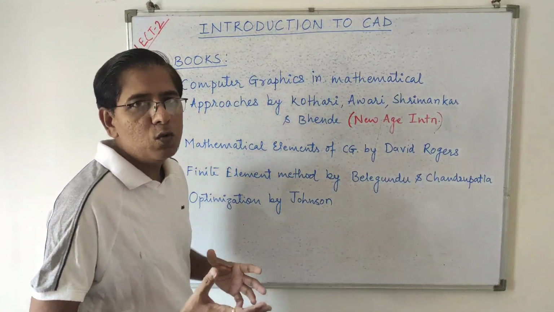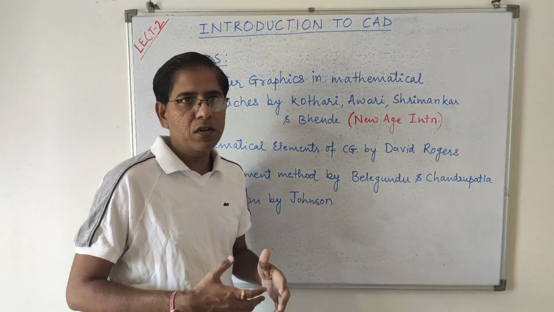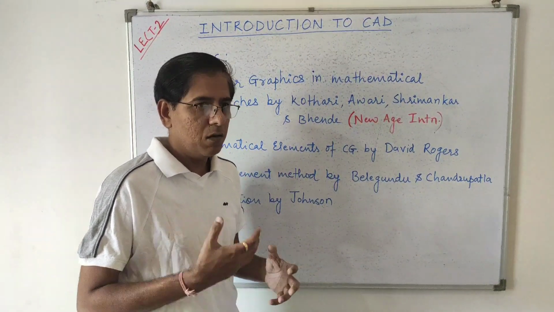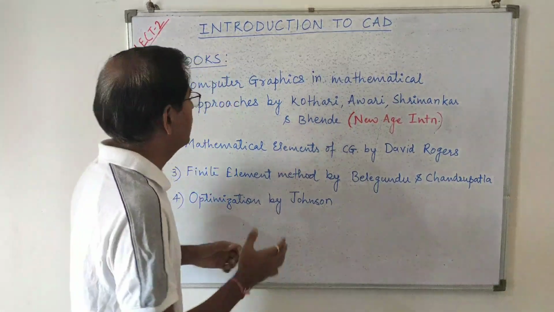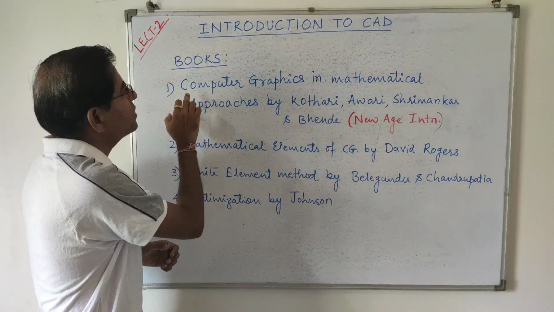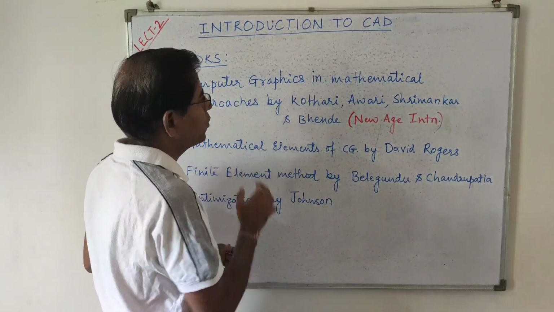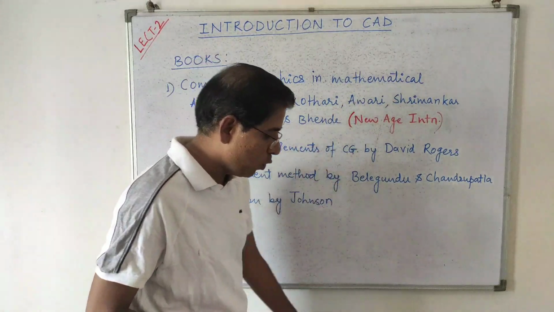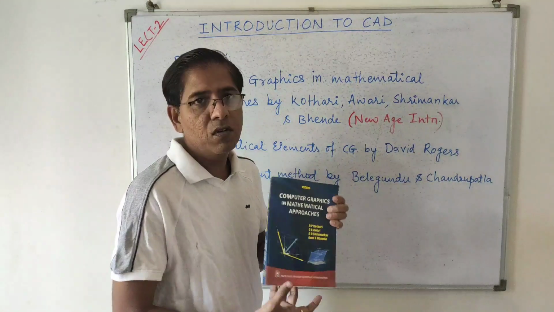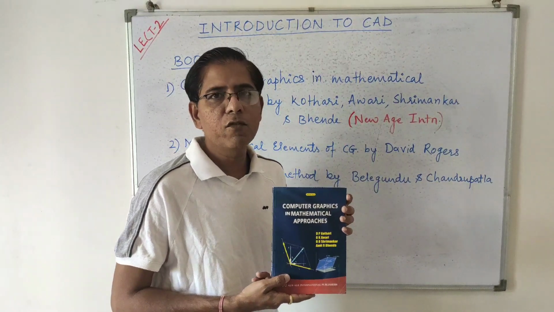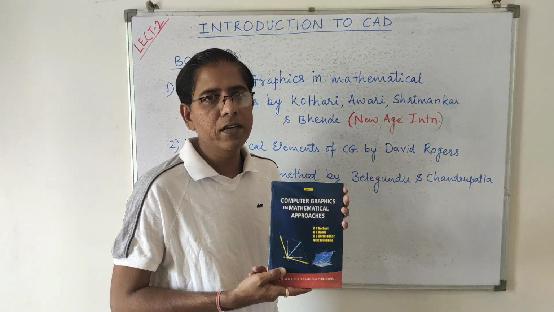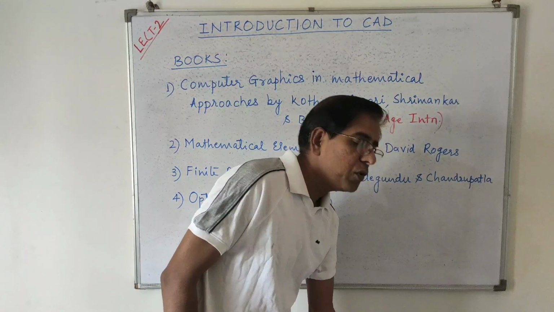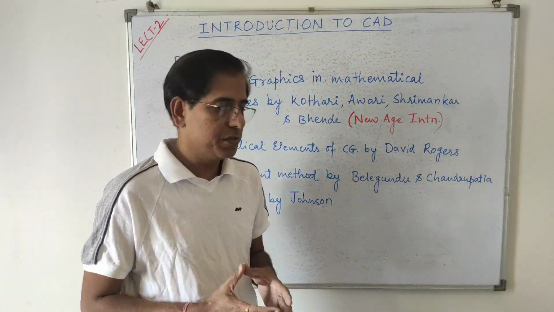Before moving on to the actual syllabus, let me give the list of books which are useful for this subject. The first is Computer Graphics in Mathematical Approaches by Kothari, Awari, Shrimankar and Bhende. That is myself. So, this is that book. About 25 copies are available in our library, and this book is useful for the computer graphics portion of the CAD syllabus. Okay.